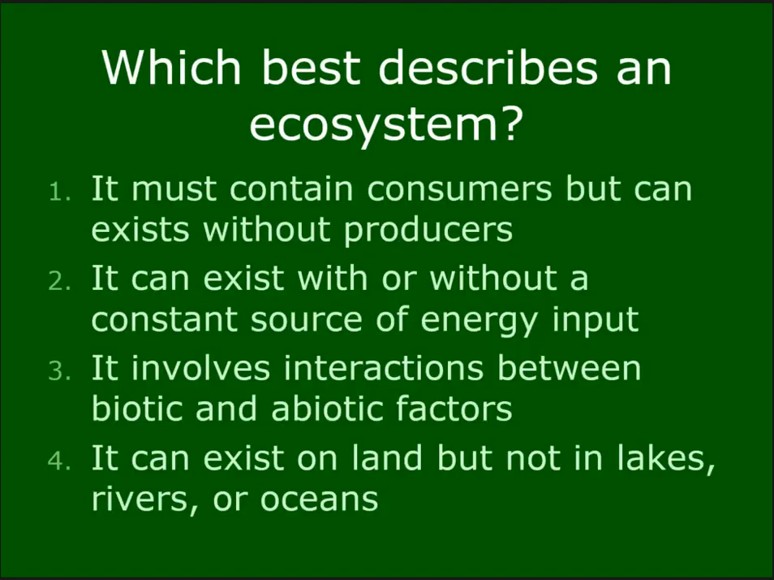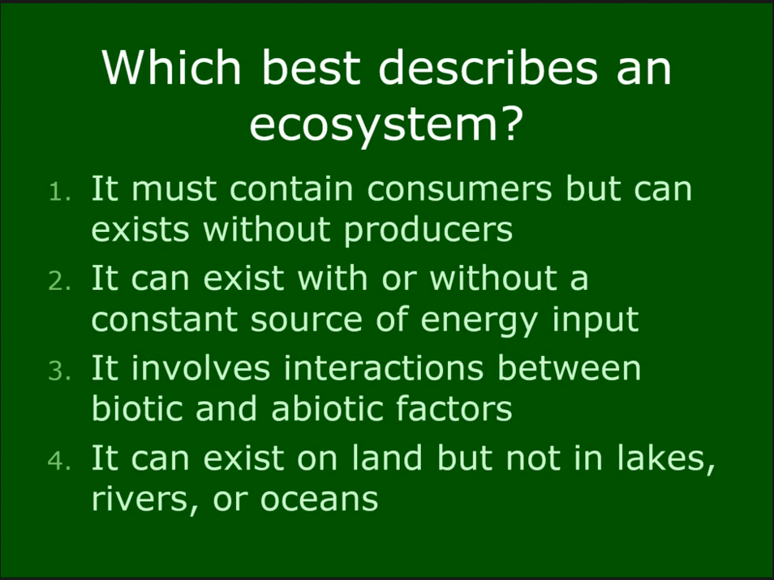Now, the first question that I want to ask you for your mini quiz is, which best describes an ecosystem? It must contain consumers but can exist without producers. It can exist with or without a constant source of energy input. It involves interactions between biotic and abiotic factors. It can exist on land but not in lakes, rivers, or oceans.